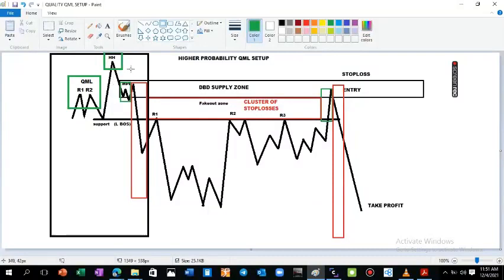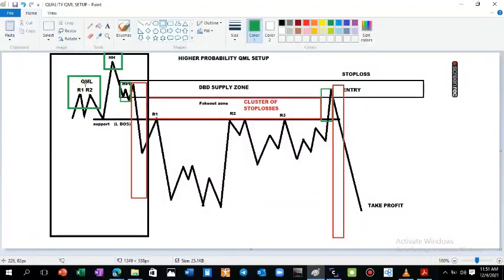Okay, the next one is make sure it has an MPL. An MPL is the maximum pain level. This is where the manipulation takes place. The MPL is also called a mini QML, a mini QM, a mini Quasimodo. So you have a high, a low, and a higher high, and then price will break that structure. So make sure that you have an MPL. Of course, not all trade setups will have an MPL, so make sure that you concentrate on the ones with an MPL.